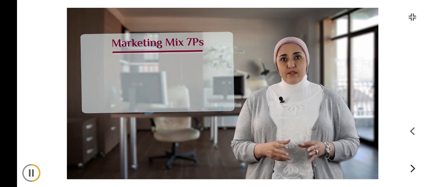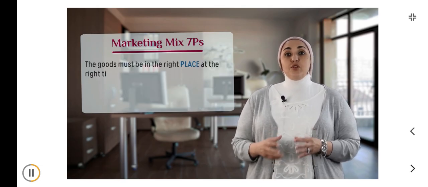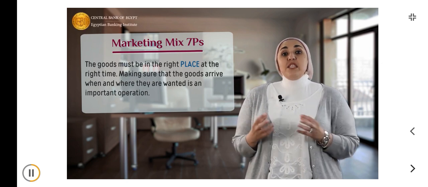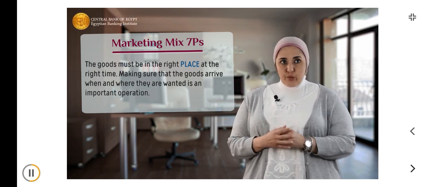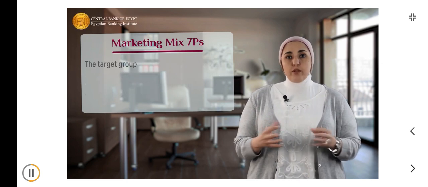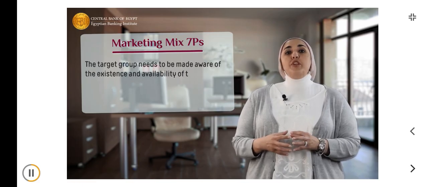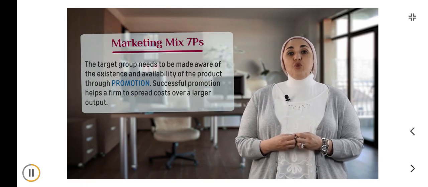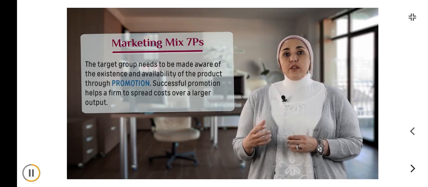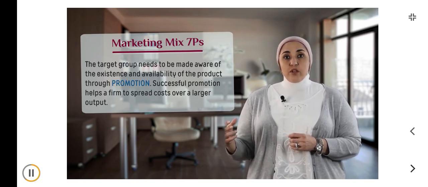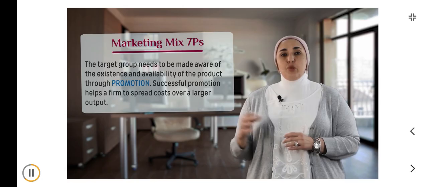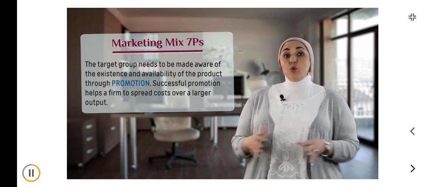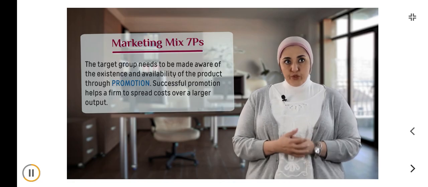The place. Our products and services should be available in the area that is near our target customer. The promotion. We need to create awareness of our existence. We need to create awareness of our products and services in the minds of our target customer. Successful promotion helps the company to spread costs over a larger output.